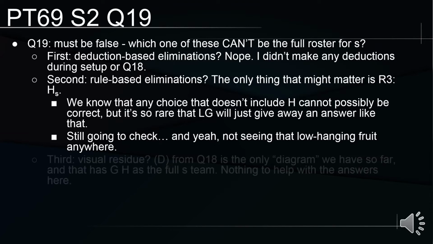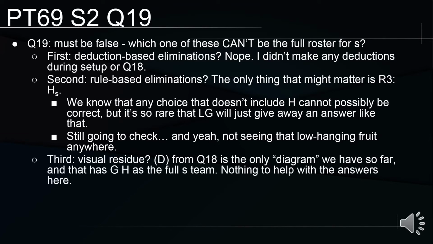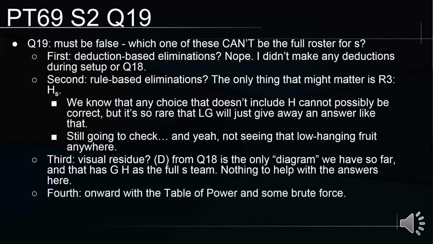So that's a bust. The third thing I do, now that I've exhausted the deduction-based eliminations and the rule-based eliminations, is go for visual residue. Again, answer choice D from question 18 is the only diagram that we have, and that has GH as the full S team, and that really doesn't help us with any answers here. So I'm now stuck on my fourth step, which is to just push onward with the table of power and try to brute force some answers out.